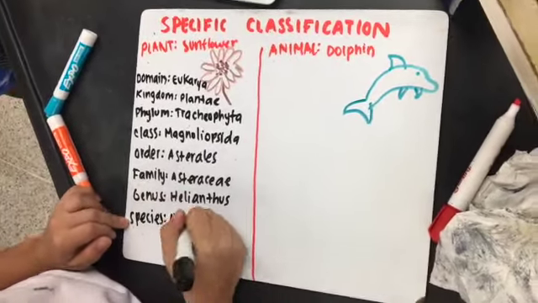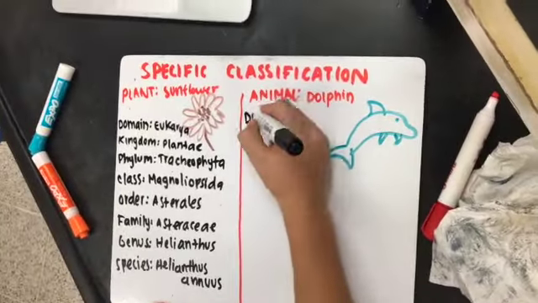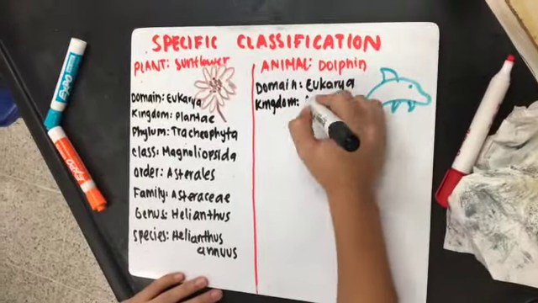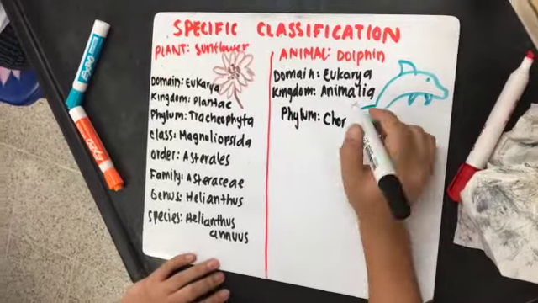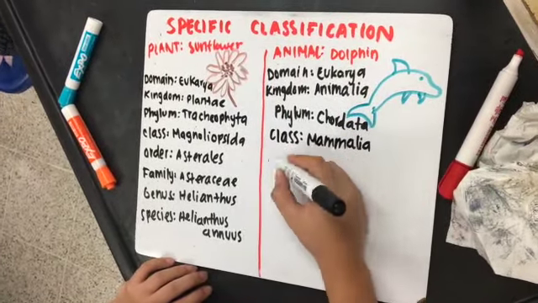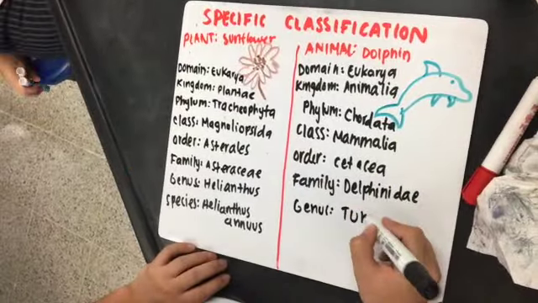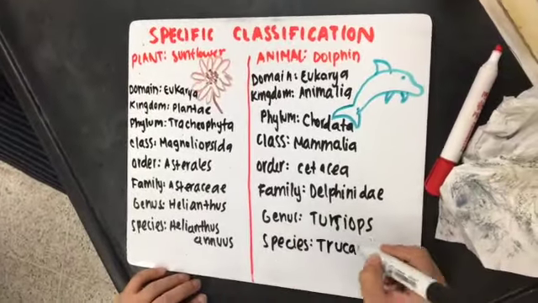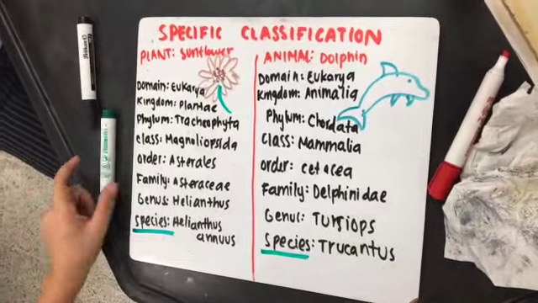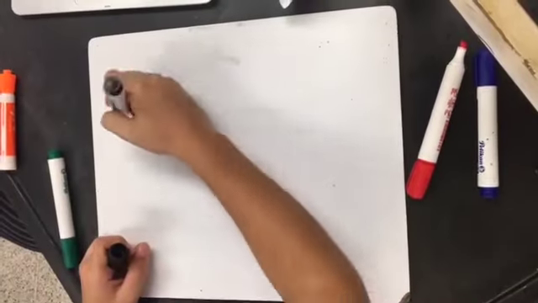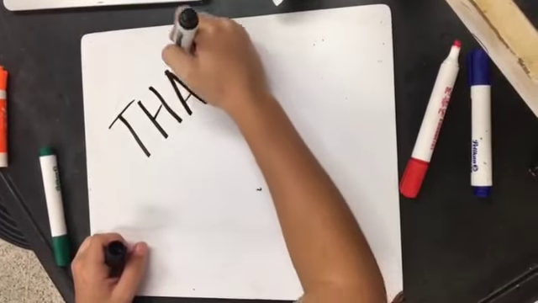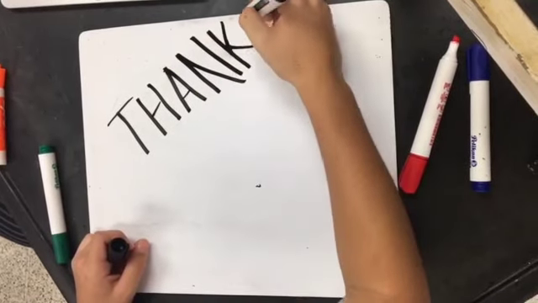And for the animal, dolphin: Domain: Eukarya. Kingdom: Animalia. Phylum: Chordata. Class: Mammalia. Order: Cetacea. Family: Delphinidae. Genus: Tursiops. And species: truncatus. Classification of organisms may not seem like much, but it is very important.